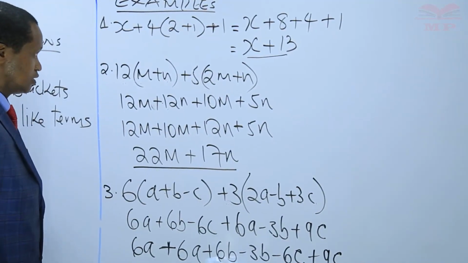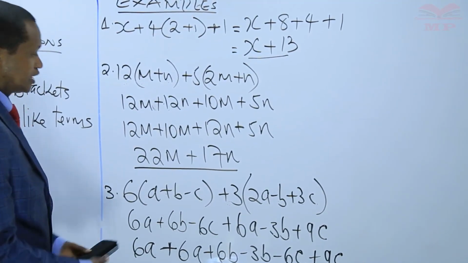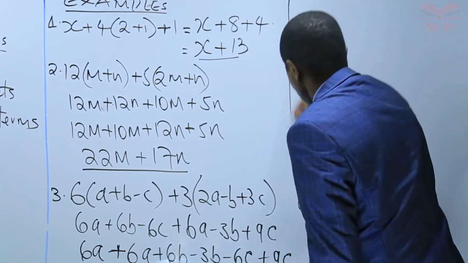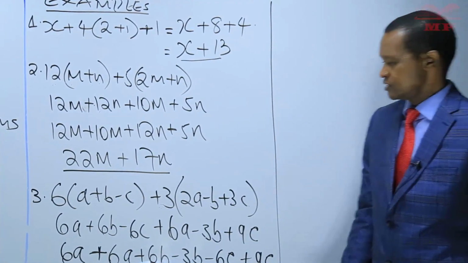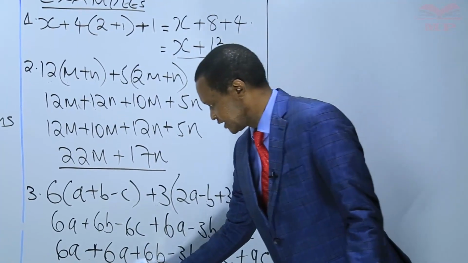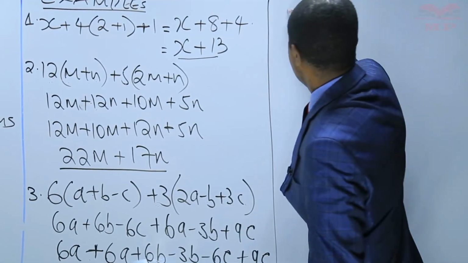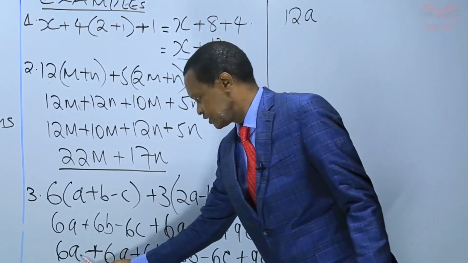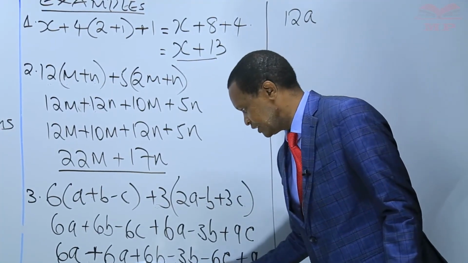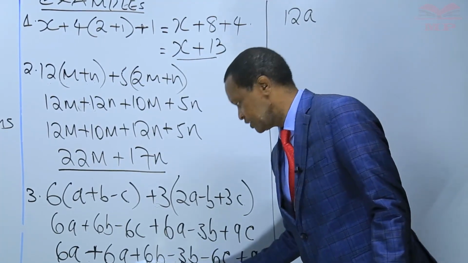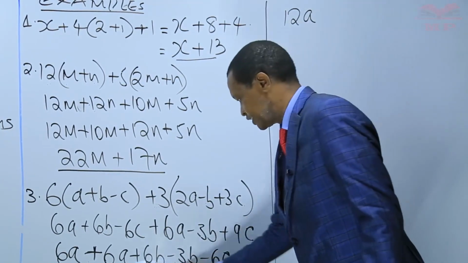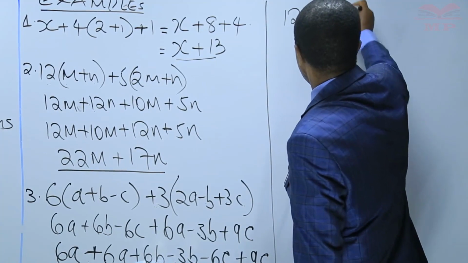So what have we done, learners? We have grouped the like terms. So we go ahead and solve. This is addition and subtraction. So 6a plus 6a will give us 12a. Then 6b minus 3b is equal to positive 3b. So we have plus 3b.